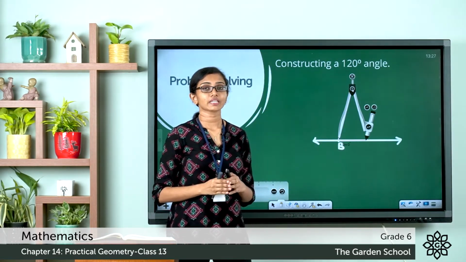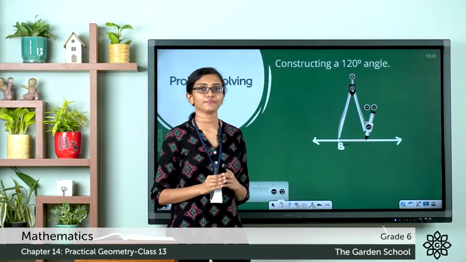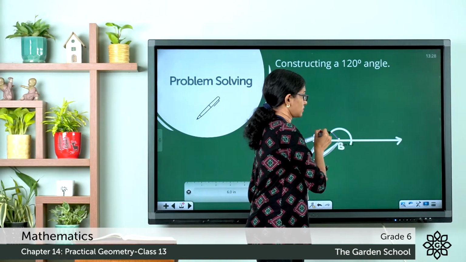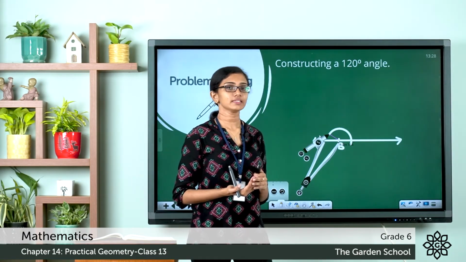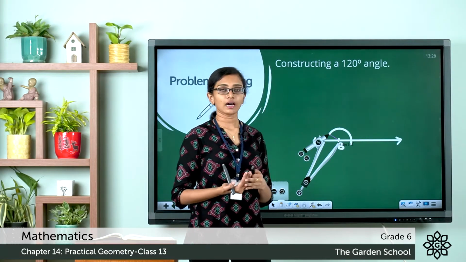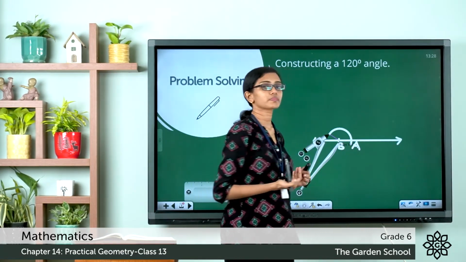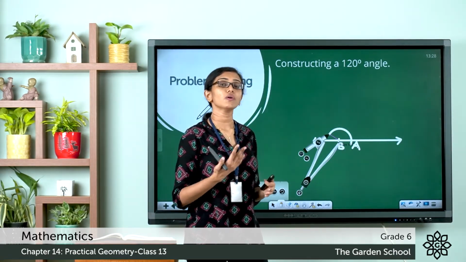Choose a convenient radius to draw an arc with B as the center. So with B as the center and a convenient radius, we have drawn an arc. Now let this intersecting point be point A. Now with A as the center and the same radius, we are going to draw another arc.